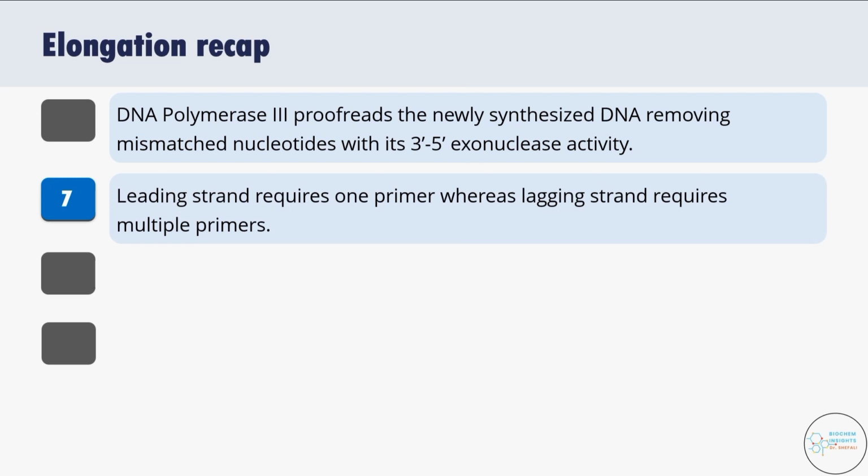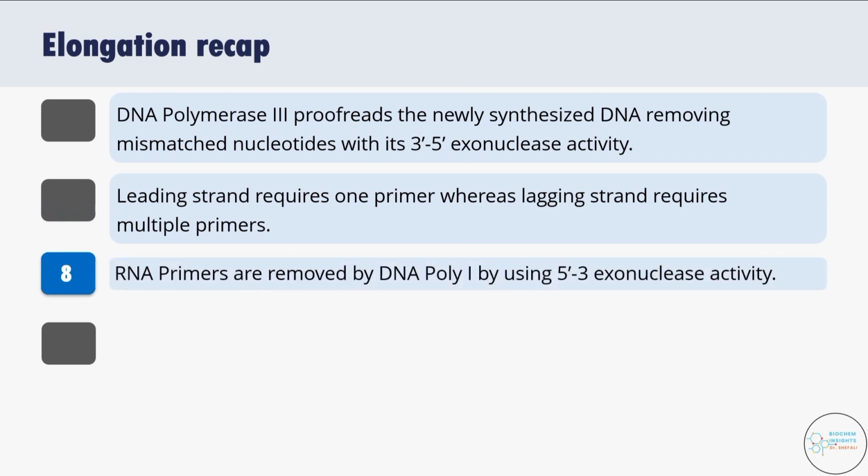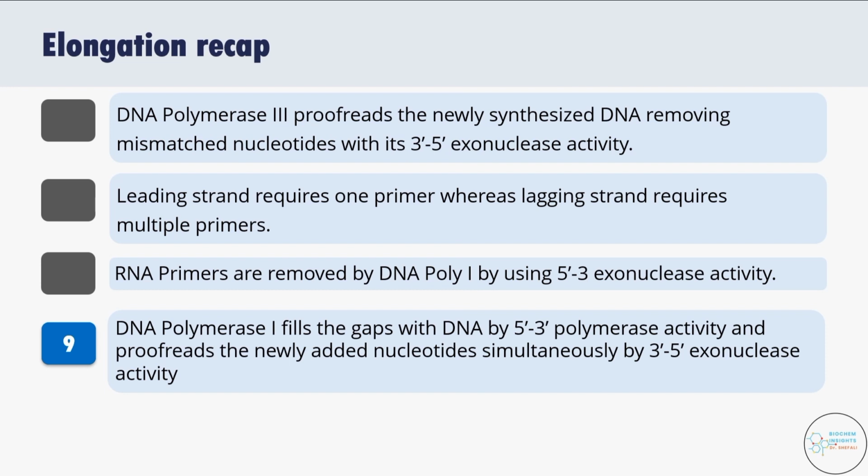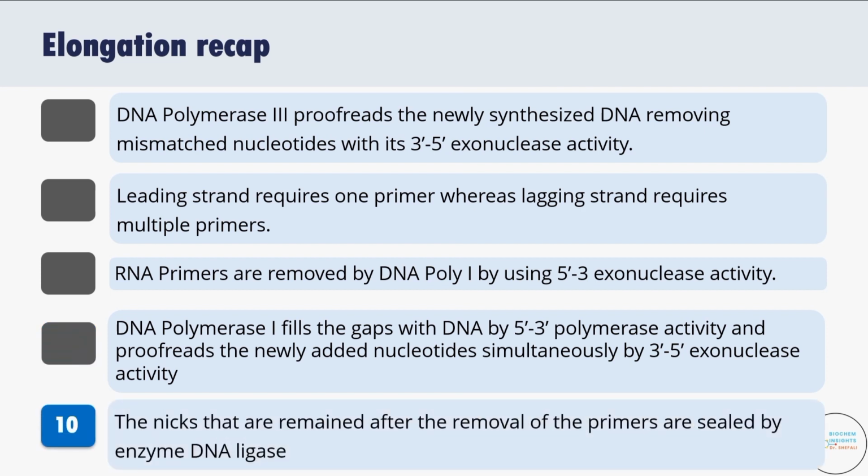Leading strand requires only one primer, whereas lagging strand requires multiple primers. RNA primers are removed by DNA polymerase 1 using its 5' to 3' exonuclease activity. DNA polymerase 1 fills the gaps with DNA by 5' to 3' polymerase activity and proofreads the newly added nucleotides simultaneously by 3' to 5' exonuclease activity. And finally, the nicks that remain after the removal of the primers are sealed by the enzyme DNA ligase.